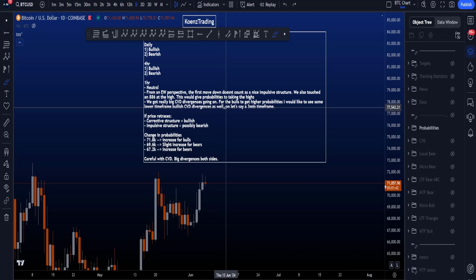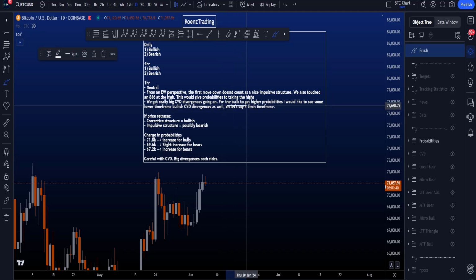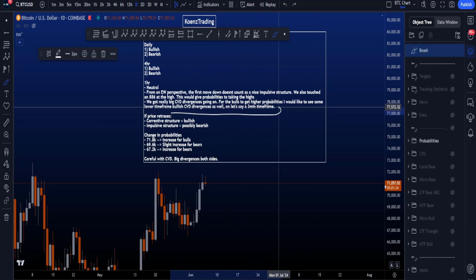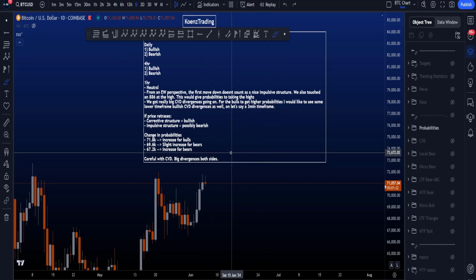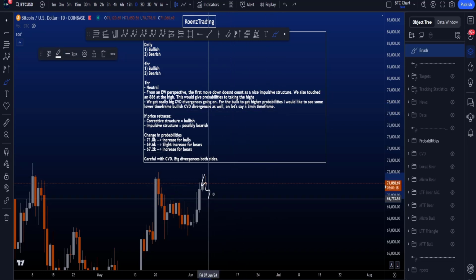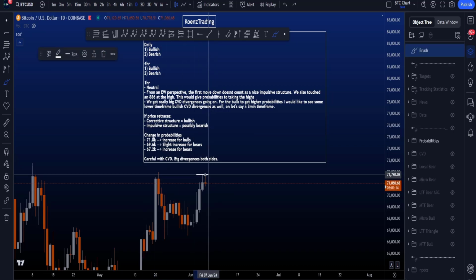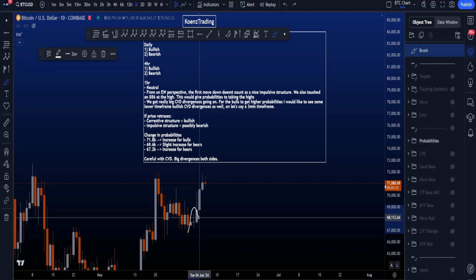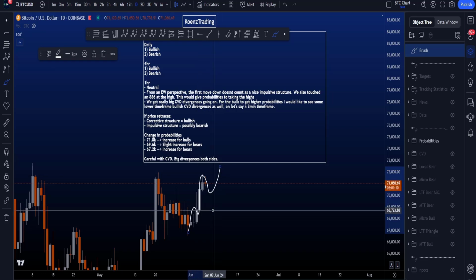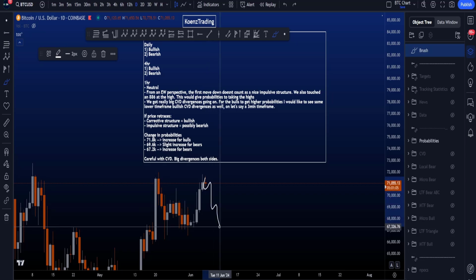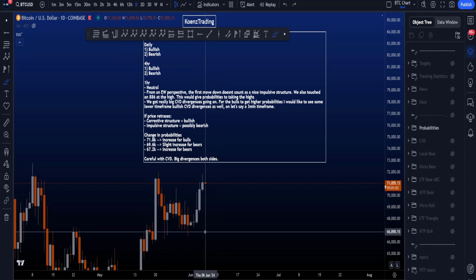If I want to increase the probabilities for the bulls in the very local range, then preferably I would like to see some lower time frame bullish CVD divergences as well, let's say on a 3-minute time frame. If price, however, retraces to the downside and we can count a corrective structure, then we're going to be looking for continuation to the upside and an impulse to the upside in a 1, 2, 3, 4, 5 as shown. If, however, the move towards the downside becomes impulsive, we're going to be looking for the lows, and the probabilities will change over here.